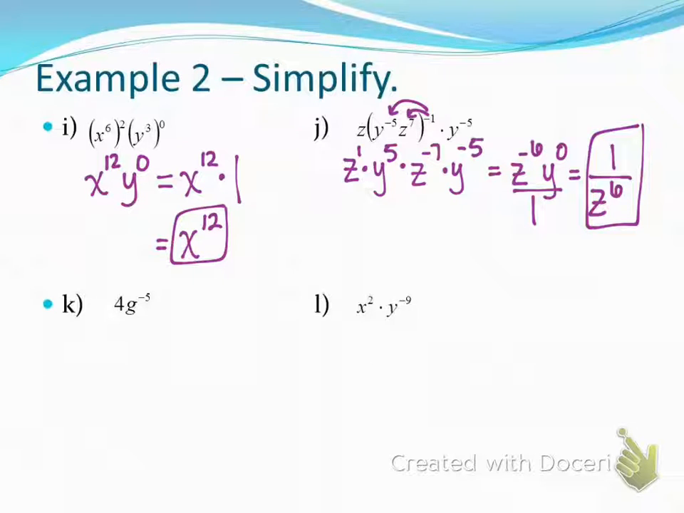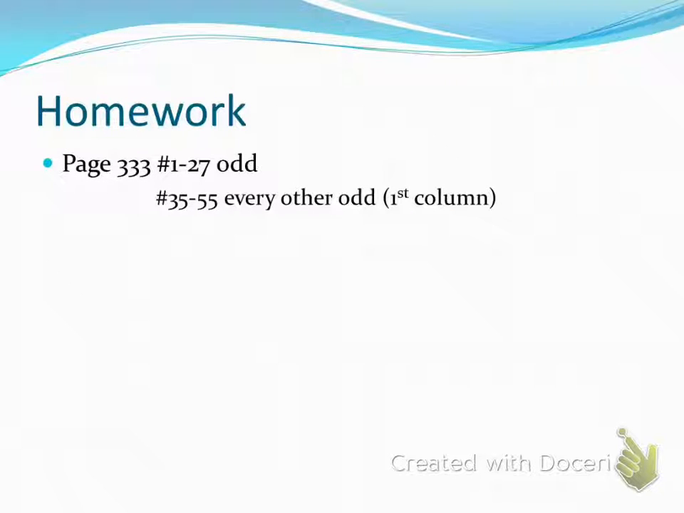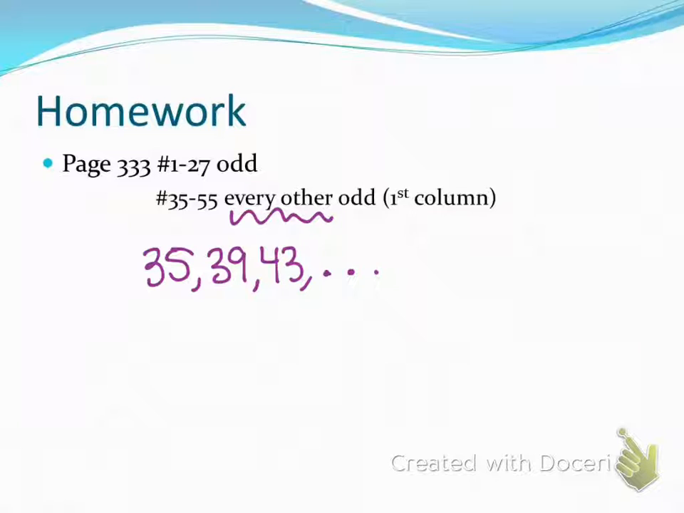All right, we might come back to the examples K and L later. We need to write down our homework assignment. It is on page 333, 1 through 27 odd, 35 through 55 every other odd. So that means 35, 39, 43, and so on until you get to 55. Every other odd, or just the first column. Make sure you're doing the written exercises.